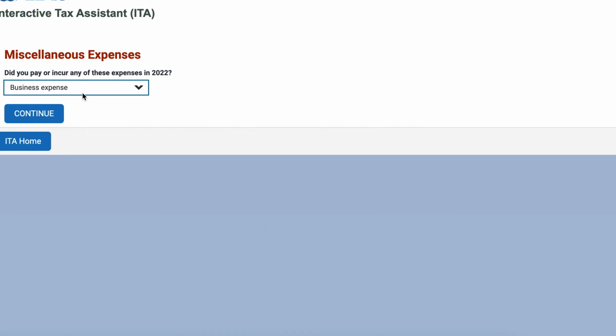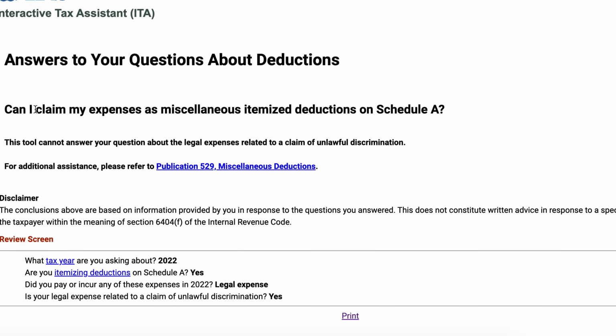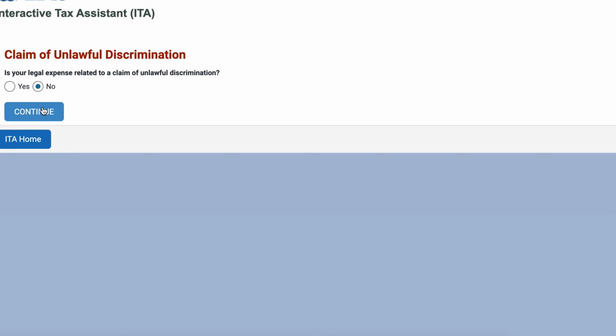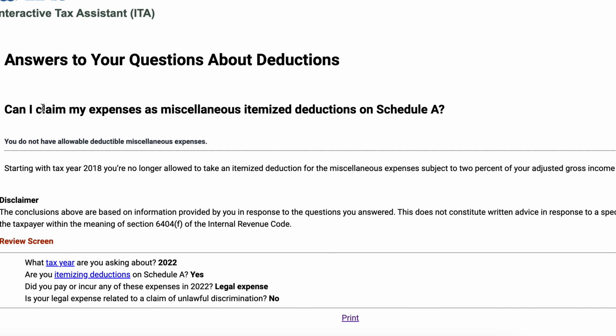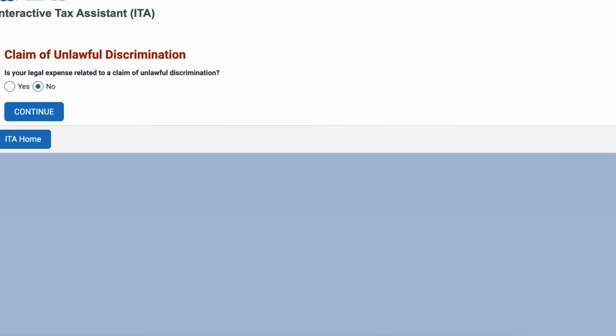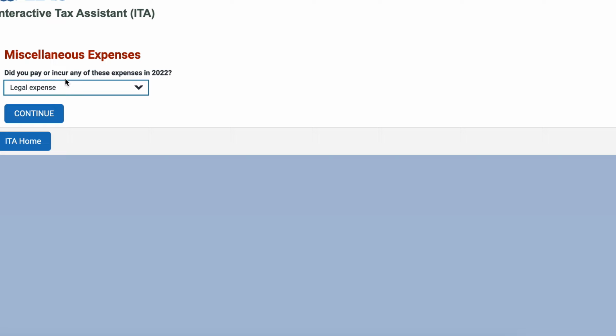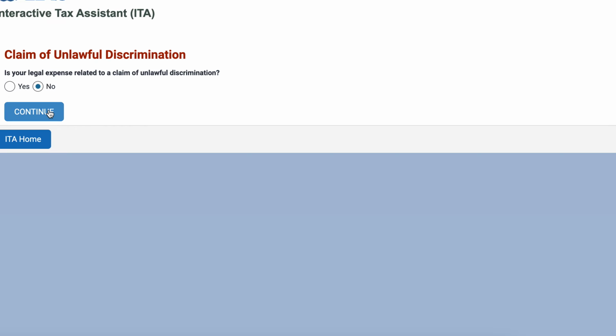So let's go back and select legal expenses. Was your legal expense related to a claim of unlawful discrimination? This tool would not be able to answer that question. You have to go to IRS Publication 529. What happens if we select no? Then it says you do not have allowable deductible miscellaneous expenses. Same verbiage that we discussed about the miscellaneous expense floor.